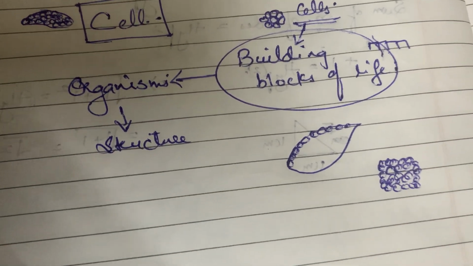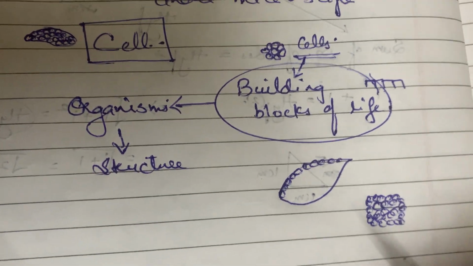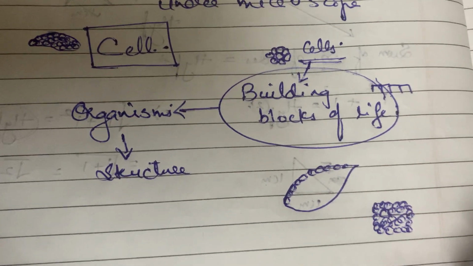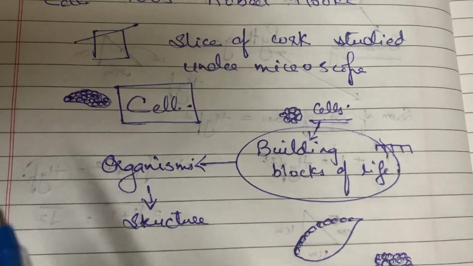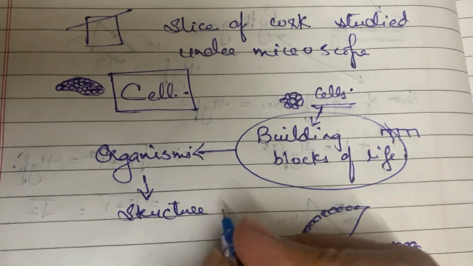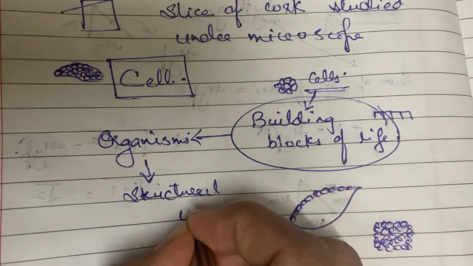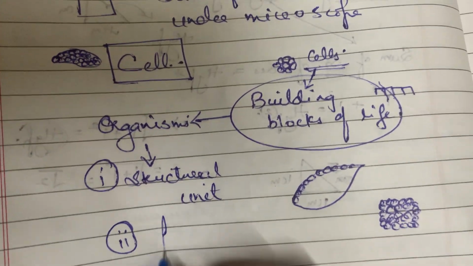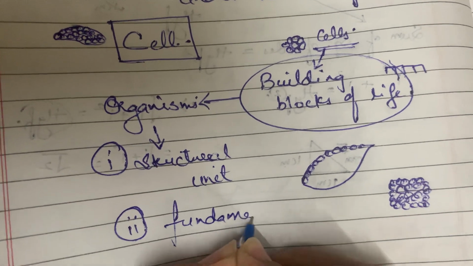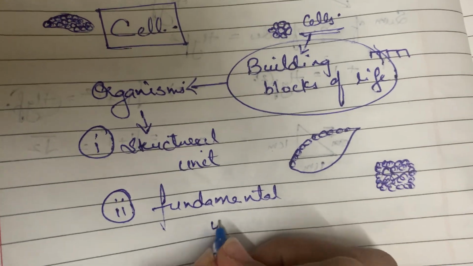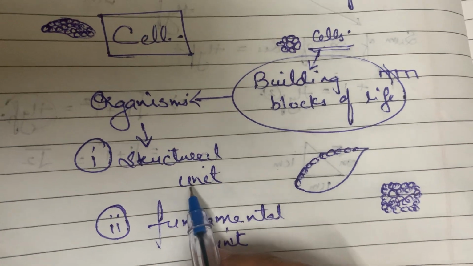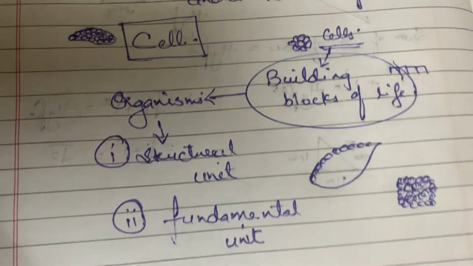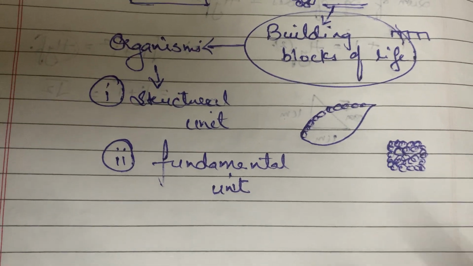So this is about the structure, and it is called a structural unit or the fundamental unit because every particular thing in nature is made up of these cells, and they give the structure to a living organism. What are they called? They are called the structural unit. That's the first thing. Why is it called a structural unit? Because it is giving shape and structure to the living organism, so it is called the structural unit.